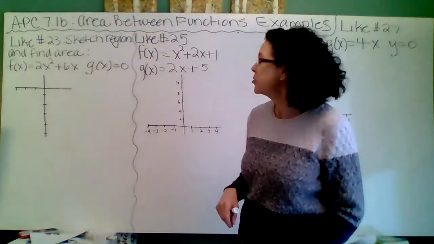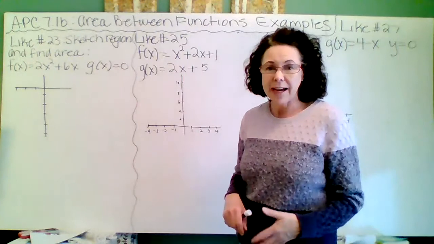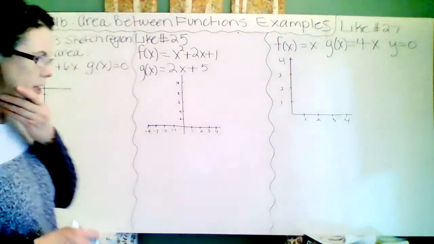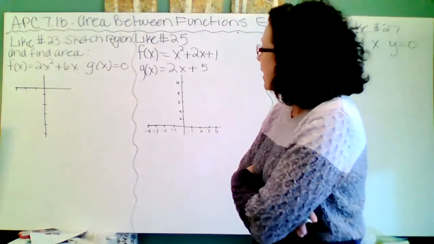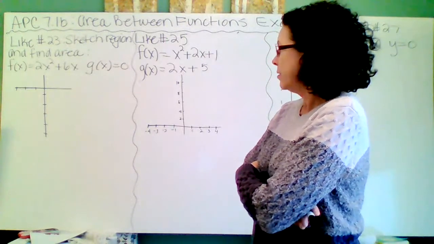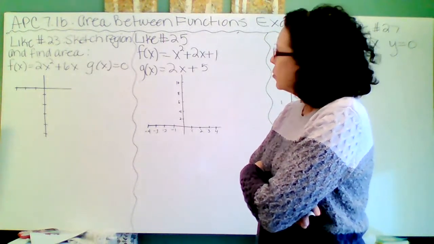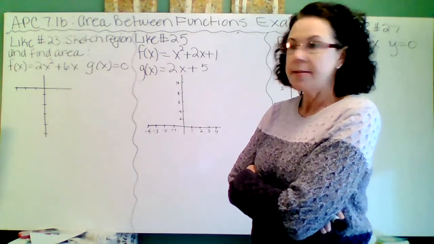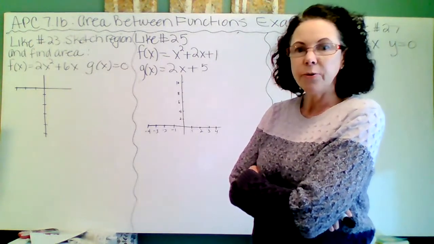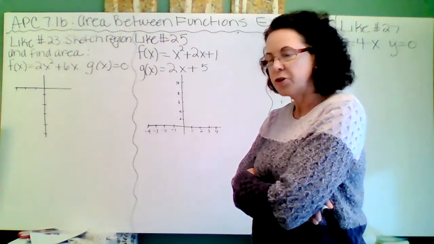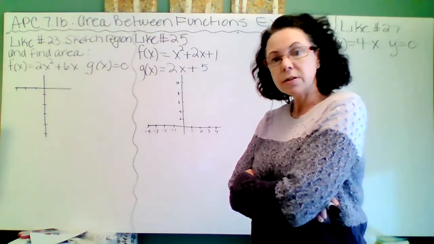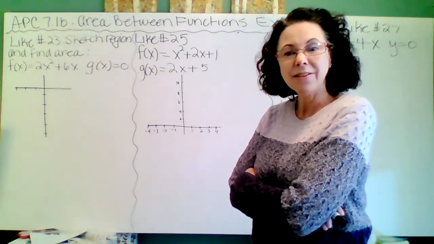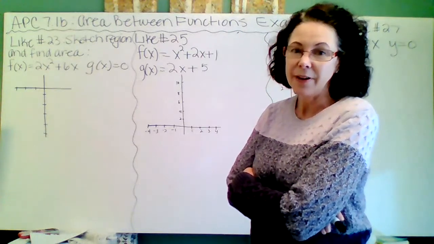They're asking us, like in number 23, to sketch the region and find the area. I know that 2x squared plus 6x is a parabola that goes upward, and they want the area between the function and the x-axis. But notice that when we do upper function minus lower function in this section, meaning higher y values minus lower y values, you are always going to get a positive area. We're not going to get a negative area.